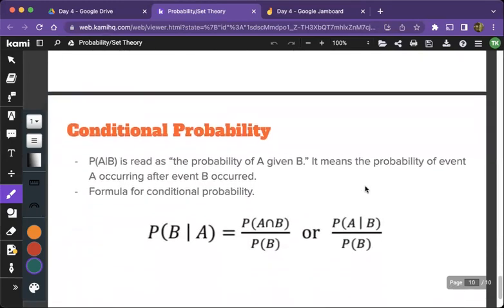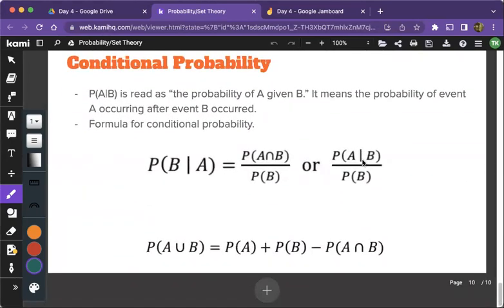So conditional probability is what you've seen in that line. The probability of A given B, this line between A and B here, represents A given B. It means the probability of event A occurring after event B. The formula for conditional probability is the probability of B given A is the probability of A and B over the probability of B, or the probability of A given B over B.